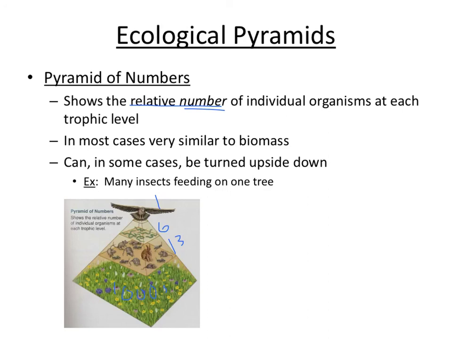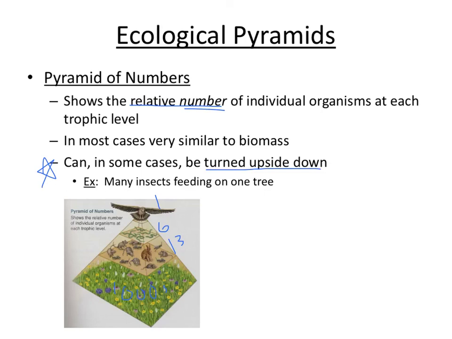Now notice that this doesn't necessarily follow a 10% rule. It generally gets less and less, so it's still a pyramid, but it might not follow the 10% rule. The other thing you want to notice is that this is the only type of pyramid that can potentially be upside down. And you say, well, how does that happen?